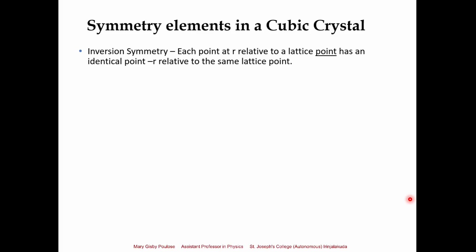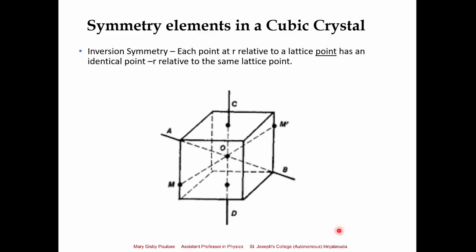Now let us understand the symmetry elements, particularly within a cubic crystal. Now, a cube possesses an inversion symmetry, that is, each point at a position R relative to a lattice point has an identical point at minus R relative to that same lattice point. That means the cube has the body center lattice point, and from this point, at any points at R and minus R you will be able to locate atoms in the lattice.